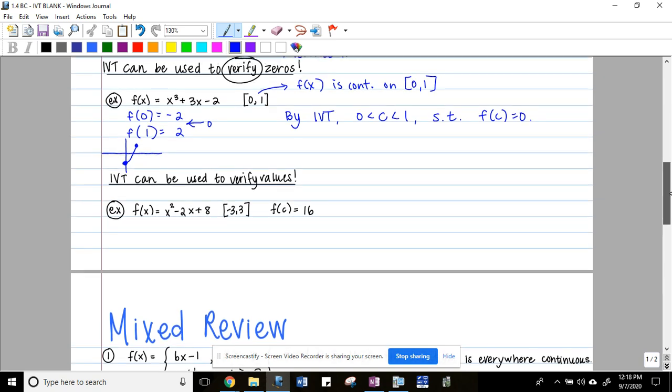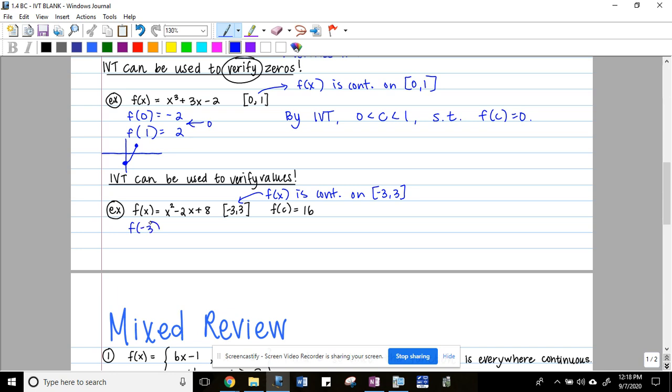So for this one, we're on the interval -3 to 3. It says f of c equals 16. So we just want to verify, are there some c values where this function hits 16? First, we check continuity. Is x squared minus 2x plus 8 continuous on this interval? Yes, it's continuous everywhere. We need to make that statement to use IVT. And then next we find the endpoints.